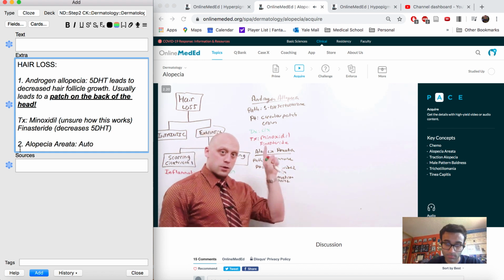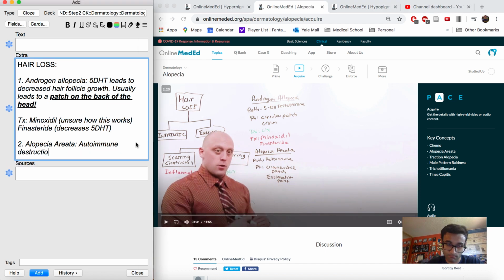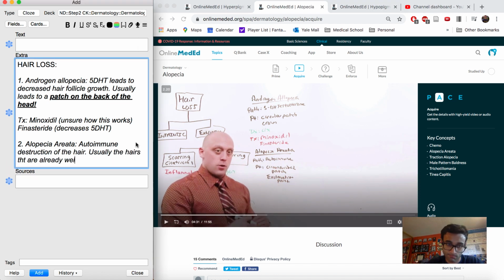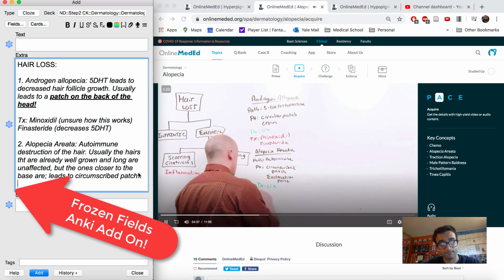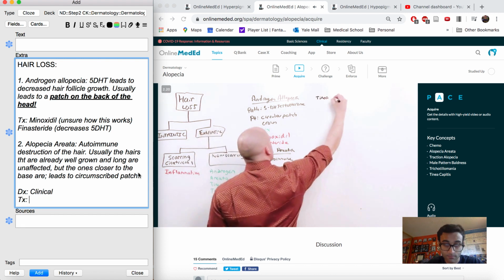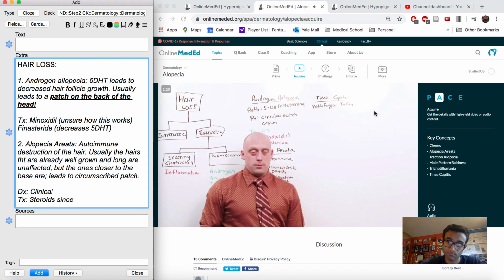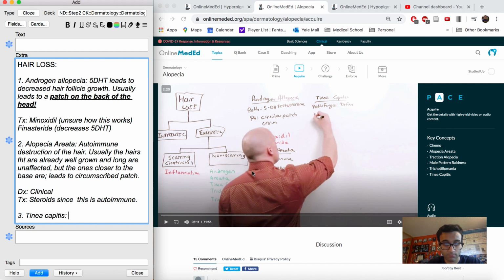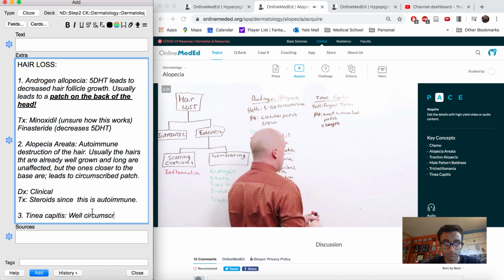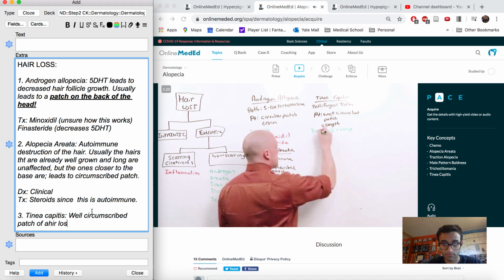The reason for this is that I will then have a template in that extra column that I can save because of the Frozen Fields add-on, which I've talked about in previous videos. By having that saved, I can then use that template of information to create additional flashcards that I can utilize moving forward. And the good part about those flashcards will be that they will have all the supplementary information right underneath them.